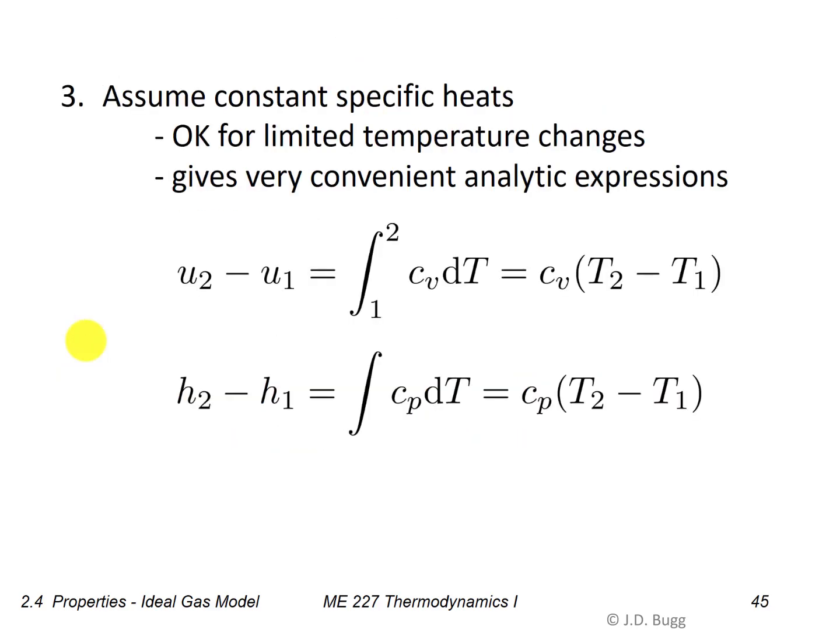The third option for calculating delta U and delta H is to assume constant specific heats. So this is letting Cp and Cv be constant. Now it turns out that Cp and Cv, although they are functions of temperature, are quite weak functions of temperature. So they don't vary very much over a fairly wide range of temperature. So the advantage of doing this is it gives very, very convenient analytic expressions that connect changes in temperature to changes in internal energy and, of course, enthalpy.